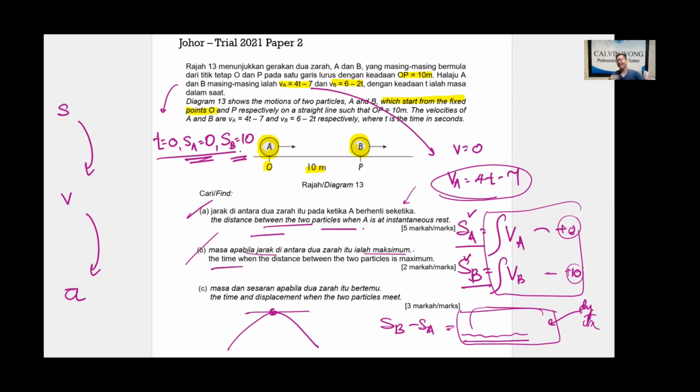And masa dan sasaran apabila kedua-dua zarah bertemu. That means SA equals SB loh, apabila mereka bertemu. That's it. What is so difficult, right or not? It's easy. Level 2. Time taken 2 minutes. No lah, 2 minutes is impossible. Usually this question will take 10 minutes. With practice, you can complete this one in 5 minutes. Some of you already managed to hit that level.